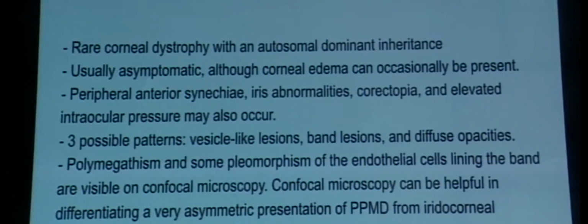In contrast, posterior polymorphous dystrophy is also a rare corneal dystrophy with autosomal dominant inheritance. It's usually asymptomatic, and corneal edema need not be present in all cases. Patients can also present with peripheral anterior iris abnormalities, corectopia, elevated intraocular pressure, and often can be confused with ICE syndrome. There are three possible patterns of presentation: vesicle-like lesions, band lesions, and diffuse opacities. You see polymegathism and pleomorphism of the endothelial cells, especially lining the band. Confocal microscopy can be useful to differentiate between posterior polymorphous dystrophy and ICE syndrome. And if there is corneal edema, then corneal transplantation can be performed.